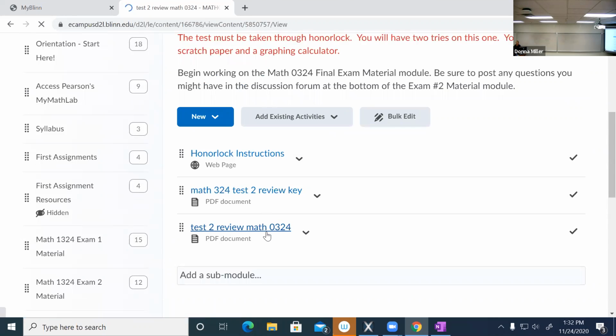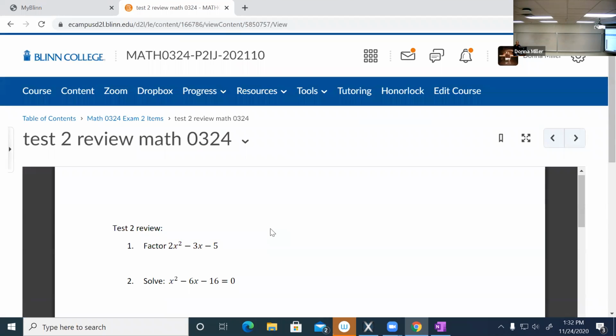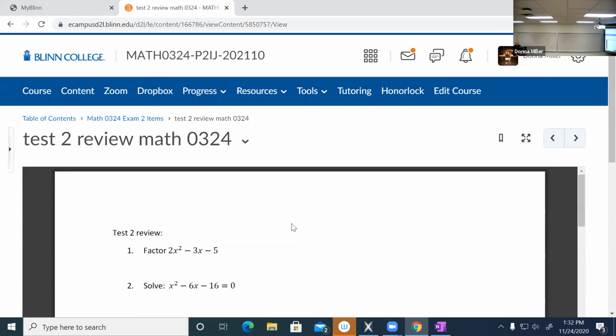So let me click this. The test is through HonorLock as usual, right? Same thing. All right, the deal with the test. So I should mention, I put it online, but with this test, it's through HonorLock, it's through MathLab. Some of this is free response. Because of that, I gave you 2 chances. All right, so you get 2 tries. So it makes it a little easier, I think, but some of it is like free response. Okay.